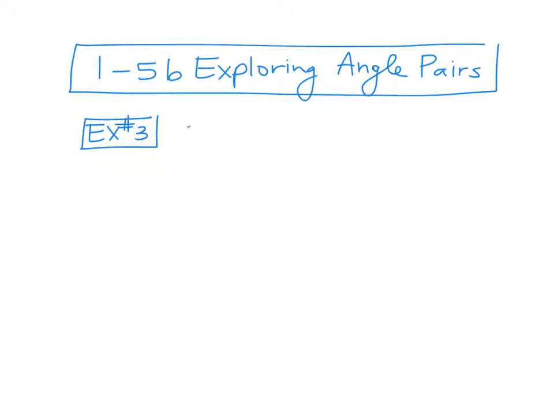Here's what it says. We know that angle KPL and angle JPL are a linear pair. Okay, so that's the first thing we've got to look at: what is a linear pair?